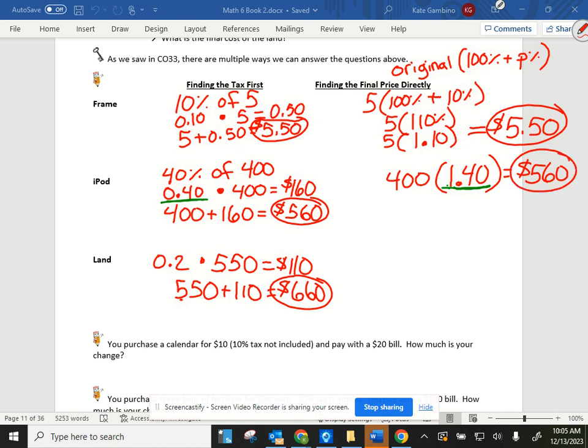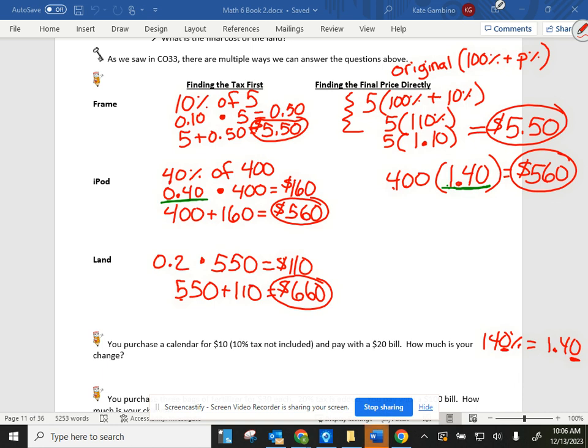So it looks confusing up here, but really, this is all we're doing. We're doing our original amount and then 1 point with our percent. Because when you add 100% plus 40%, 140% is 1.40. Okay, so think back to how we were converting those percentages into decimals. That last number has to be in that hundredths place. So 140% is 1.40. So that's all you have to put into your calculator.